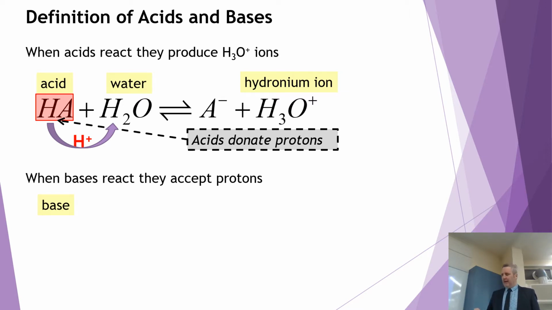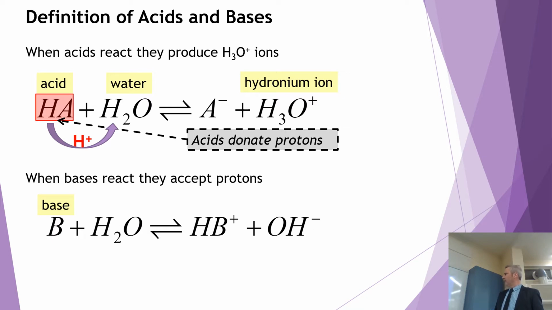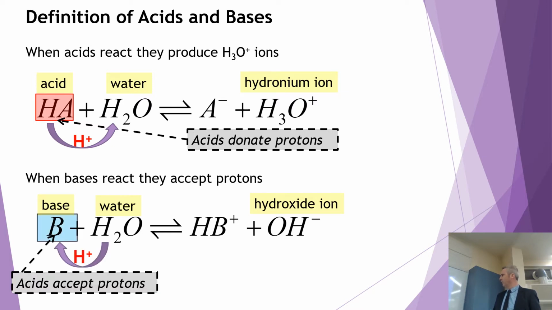When bases react, they do the opposite, right? So a base here, just calling it B, is going to accept a proton from the water. Here we can see that the proton is being accepted by the base. This makes this thing here a base. Once the water has donated its proton, it becomes a hydroxide ion because it's lost a hydrogen and a positive charge. If you're neutral and lose a positive charge, you become negative. If you're neutral and gain a positive charge, you become positive.